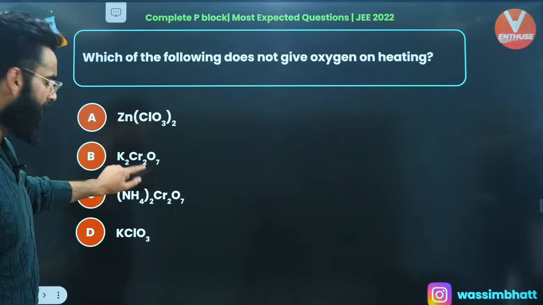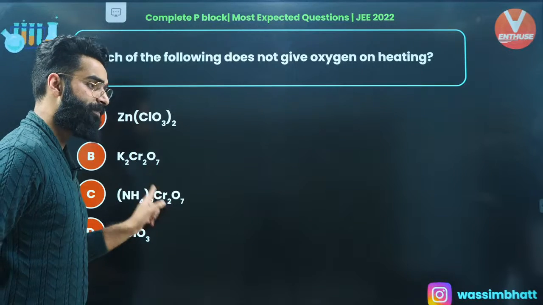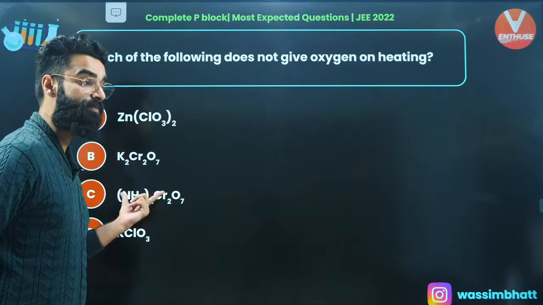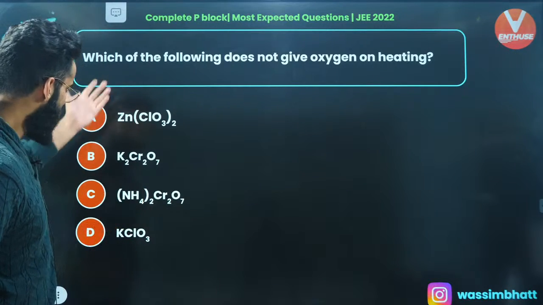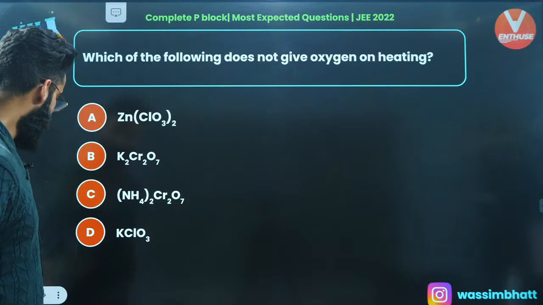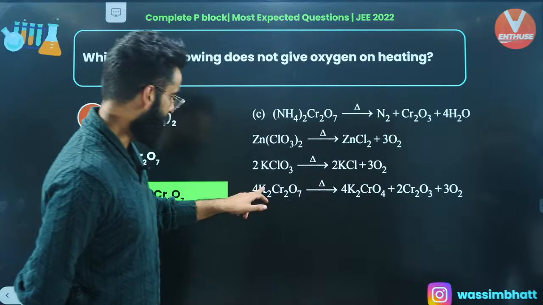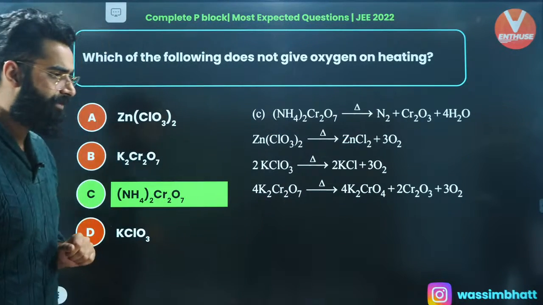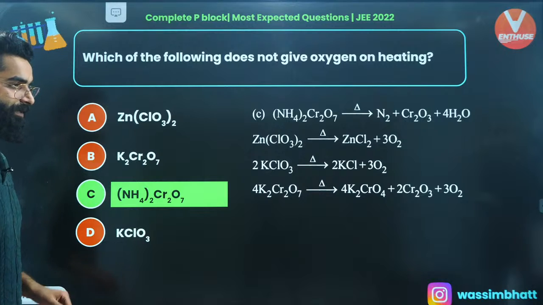This particular species on heating does not give O2 gas, it produces N2 gas. Whereas all the other things on heating give O2 gas. So if you look at this one, it produces N2 gas over here. So do remember these reactions as well.